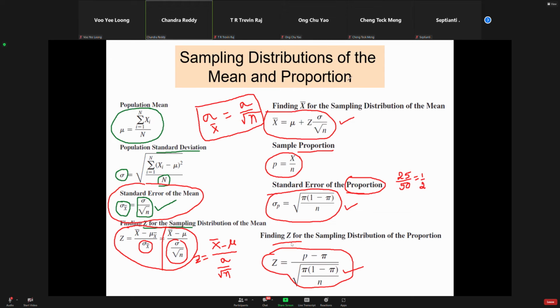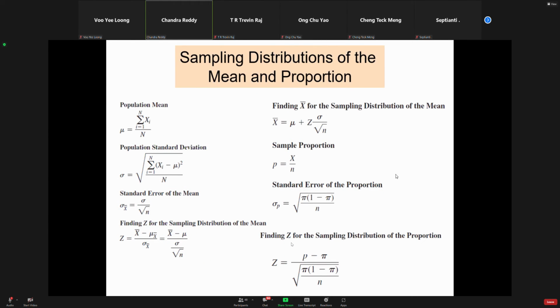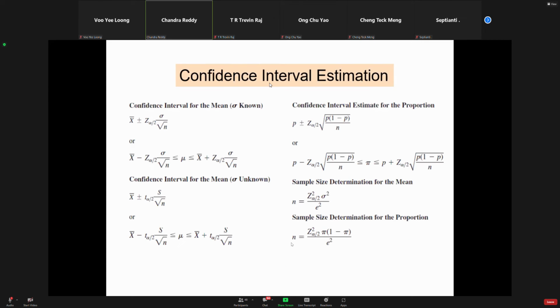Based on this, we now move on to the next topic, confidence interval estimation. There are two categories. One, when we know sigma, the population standard deviation. When we know the population standard deviation, we apply the Z statistic, so we can find the sample mean values between two limits, depending on the Z value.